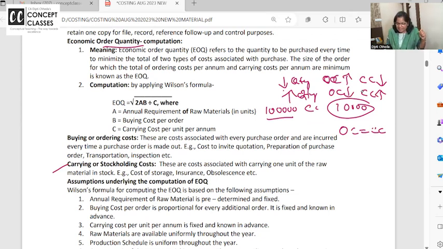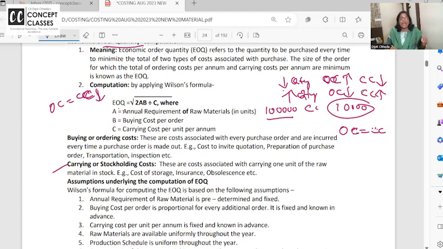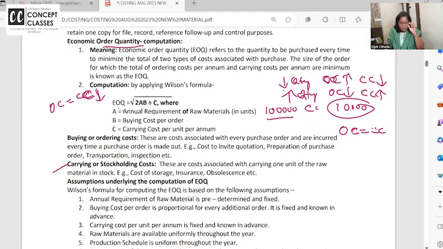In my routine class, I teach the derivation also, how the formula is made. It takes 2 minutes and is a very good explanation, but right now I'm not doing it because we want to go for super quick revision. Did you digest this? At EOQ, ordering cost and carrying cost are same, and they are least also. So EOQ is under root 2AB by C.